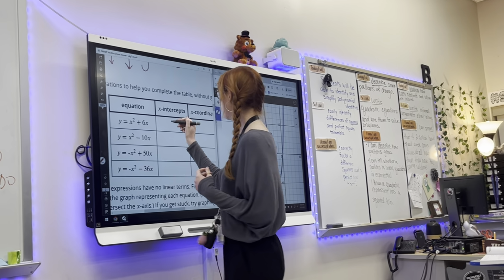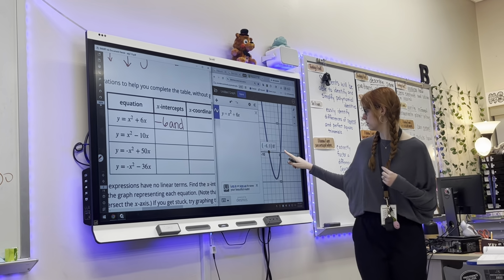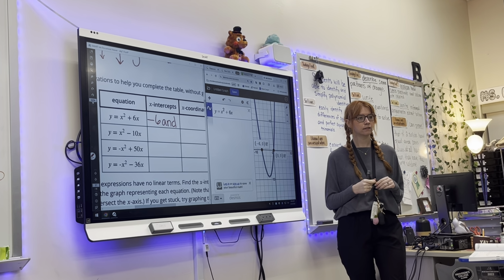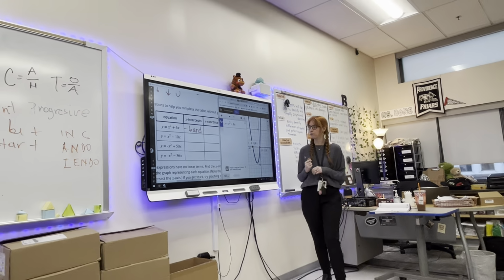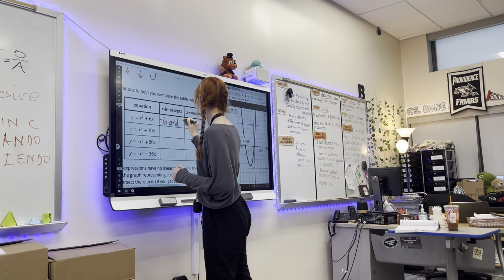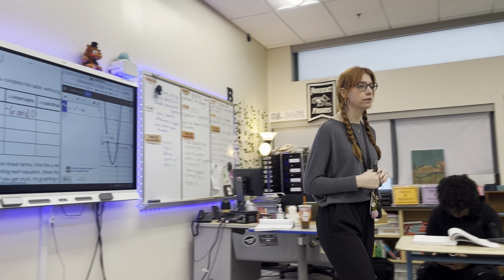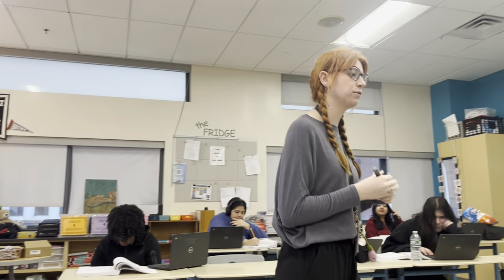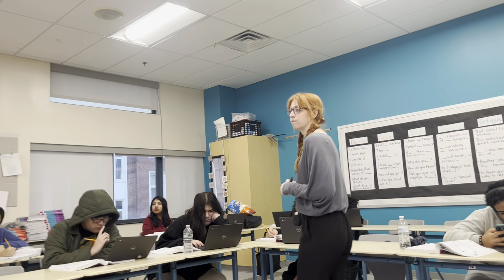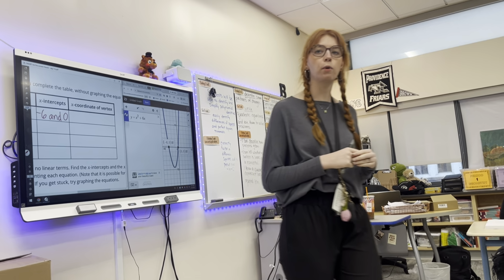So in my table I can say -6 and where's my other one? The origin, so 0. So we get -6 and 0. Those are your two x-intercepts. We can't write them as full points because the box is really tiny. So you get -6 and you get 0. Then it wants what's called the x-coordinate of your vertex.